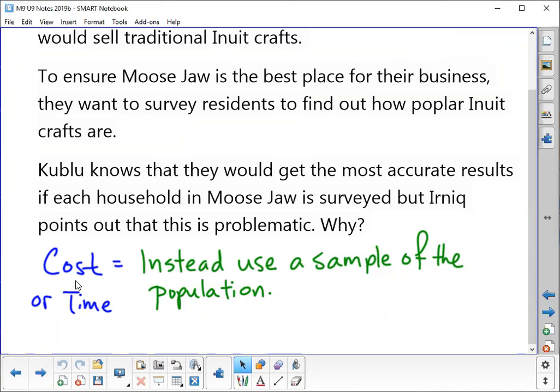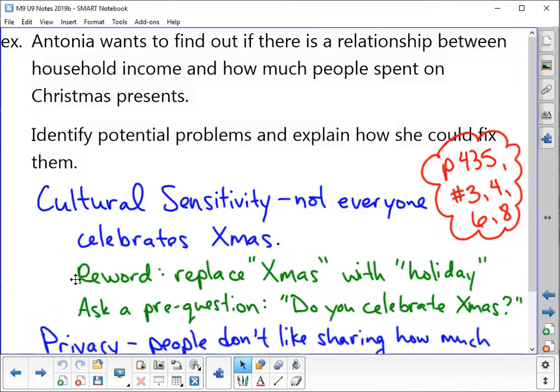Different types of sample sizes, different types of samples, because there are lots of different types of samples we can use. So Antonia wants to find out if there was a relationship between household income and how much people spend on Christmas presents. So we're going to identify problems and explain how she could fix them. First of all, she wants to know about that relationship between household income and how much people spend on Christmas presents. That's cultural sensitivity. Not everyone celebrates Christmas, and so not everyone's buying Christmas presents. Maybe replace Christmas with holiday, or maybe ask a pre-question, do you celebrate Christmas?